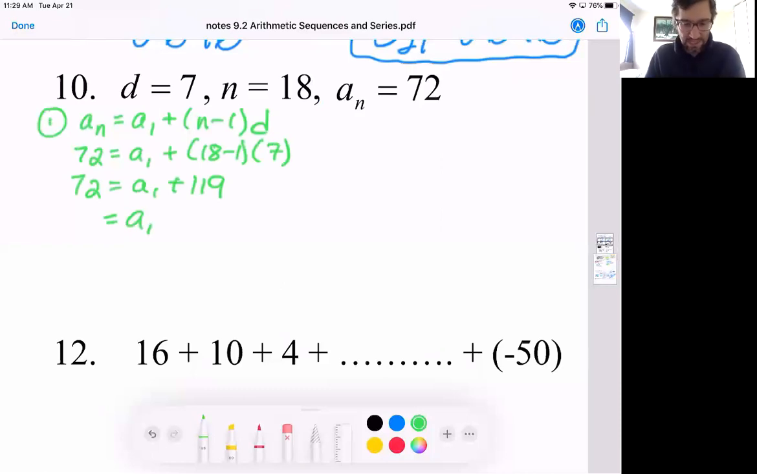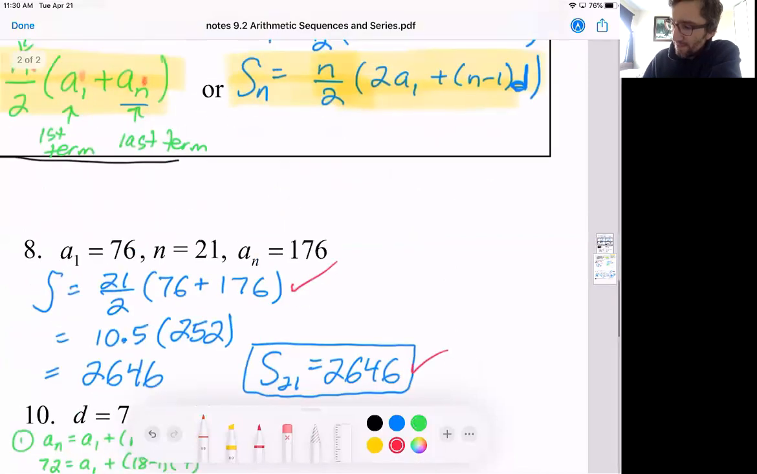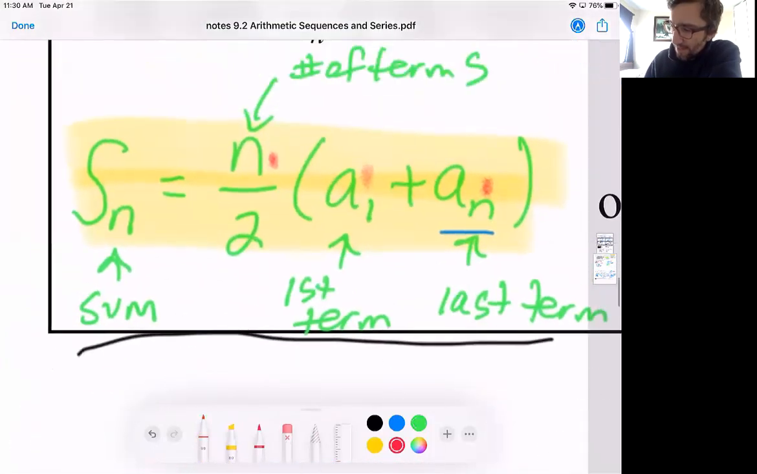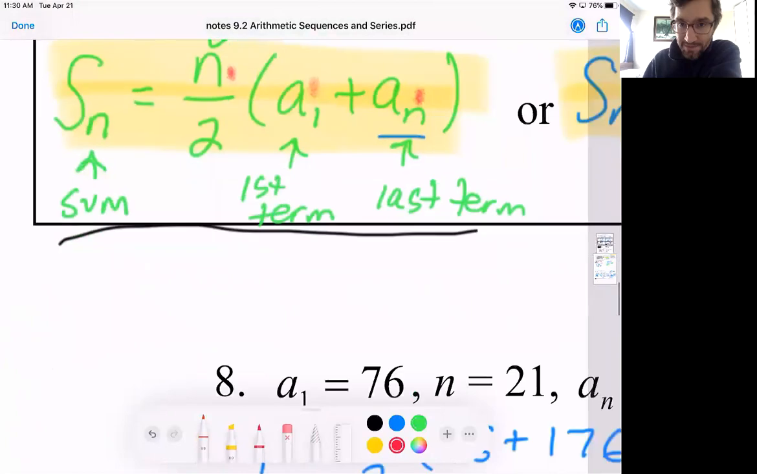72 minus 119 is negative 47. So now we have our first term. From there, we could potentially use either formula, but I like the shorter of the two formulas, the very first one that we talked about, this one right here. I like that one. So let's use that formula.